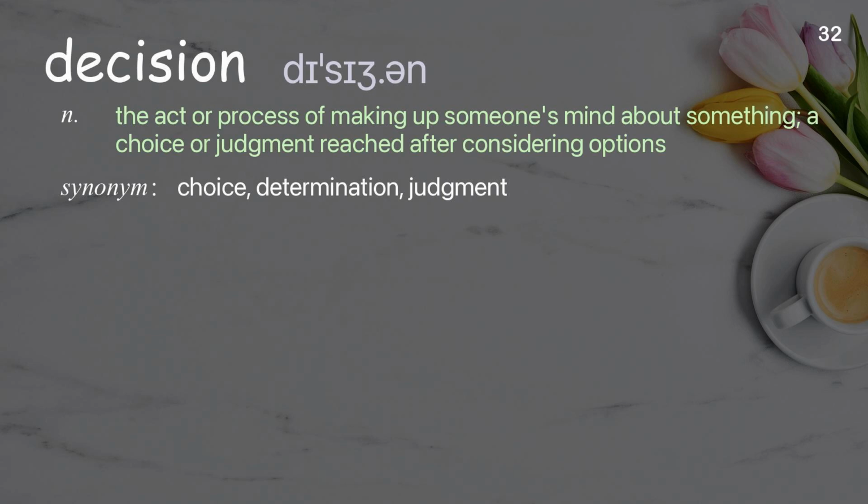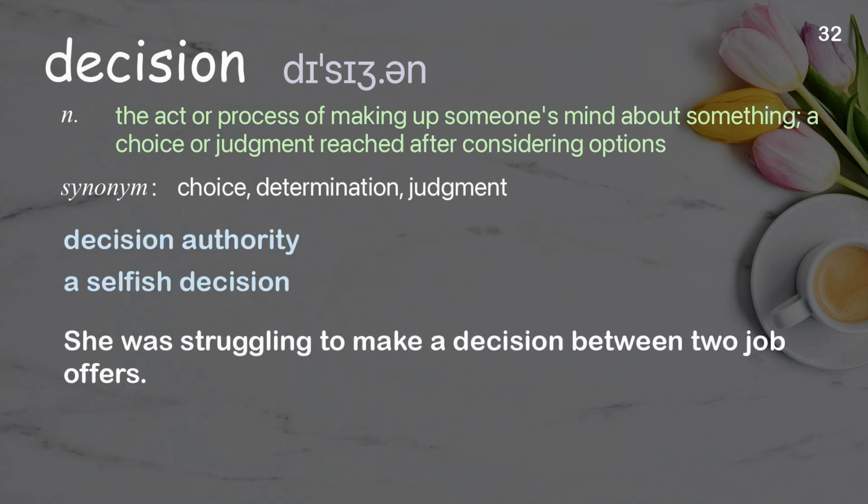Decision: The act or process of making up someone's mind about something; a choice or judgment reached after considering options. Examples: Decision authority. A selfish decision. She was struggling to make a decision between two job offers.